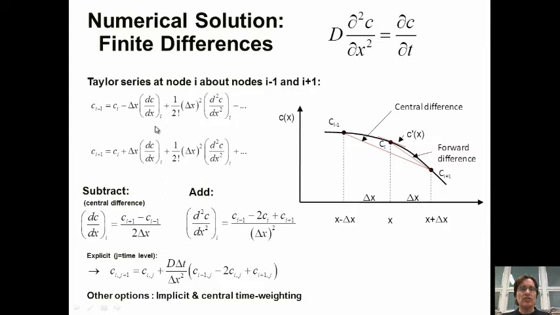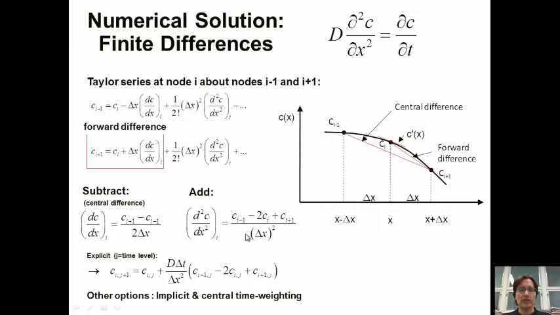Well, if we take these two Taylor series, one expanded about node i minus 1, and the other expanded about node i plus 1, in fact, this gives us the forward difference here, which is forward with respect to Ci. So that's the estimate for this first derivative. If we subtract these two equations, this gives us an estimate for the first derivative called a central difference. And here's a graphic interpretation of that. The central difference is just the slope here, and that's our estimate for the slope, which the true slope, what we want, is at position x here. So we really want this derivative, and this central difference gives us an estimate for that derivative.